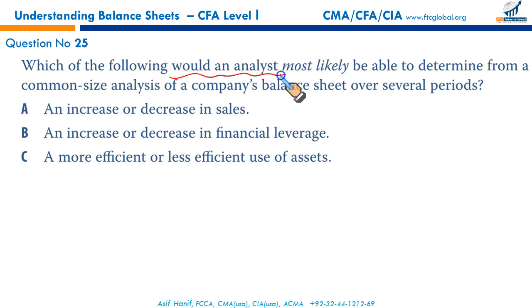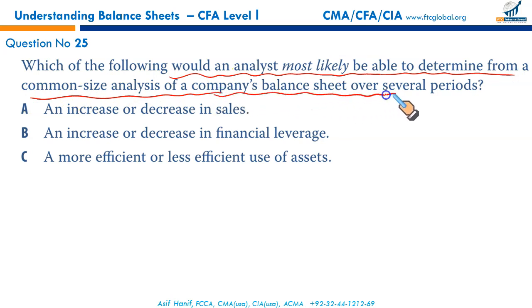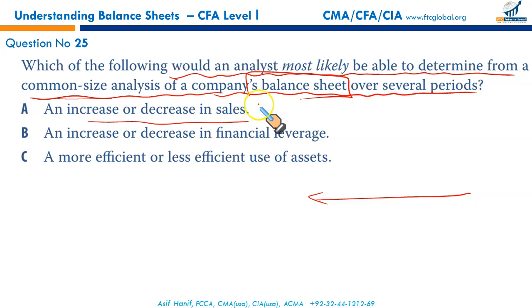Which of the following would an analyst most likely be able to determine from a common size analysis of a company's balance sheet over several periods? Definitely it is talking about the horizontal common size analysis. A: an increase or decrease in sales. Remember, your common size financial statements or balance sheets are on comparative terms. We are talking about the balance sheet, and we are talking about the common size one, so we cannot go for dollar amounts.